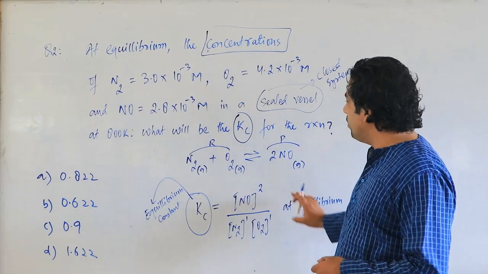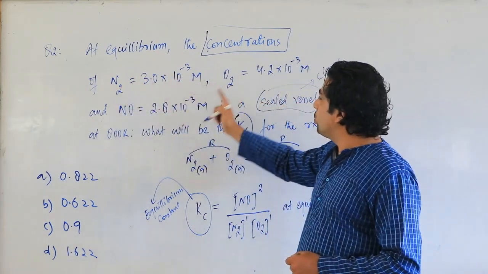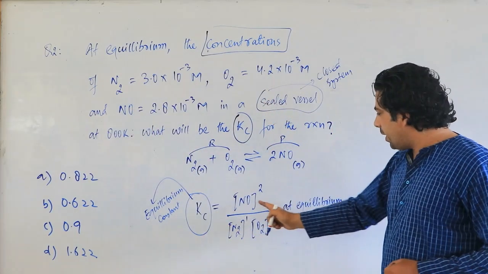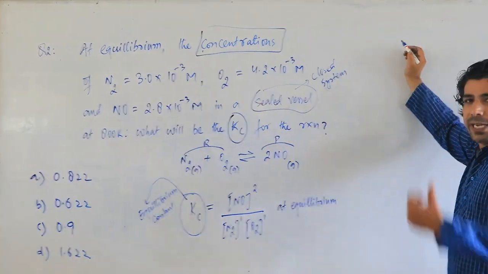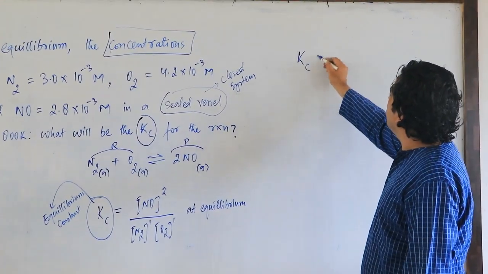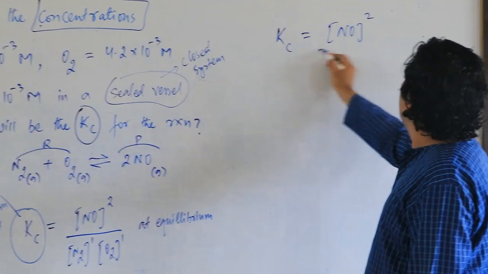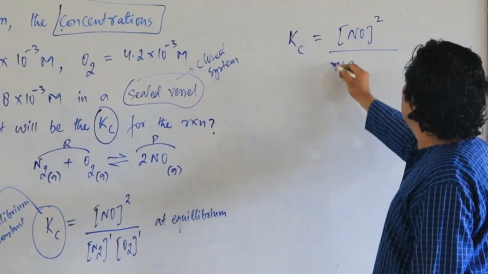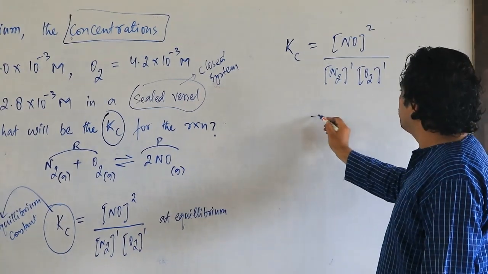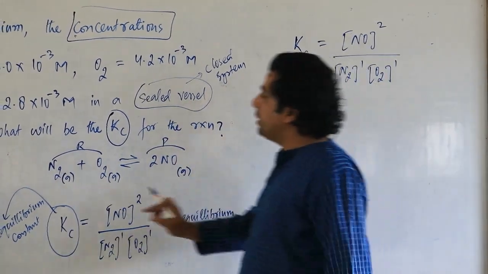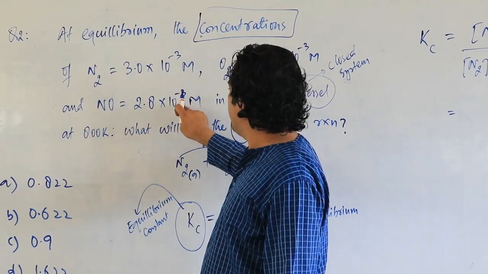Let us put the concentration values. What is the concentration of N2, O2 and NO? Let us first of all take the NO concentration here. So let me write it down here. Can you focus here? So Kc is equal to NO raised to the power 2 upon N2 raised to the power 1, then O2 raised to the power 1. Now let us put the values. What is the concentration of NO? 2.8 into 10 raised to the power minus 3 M.